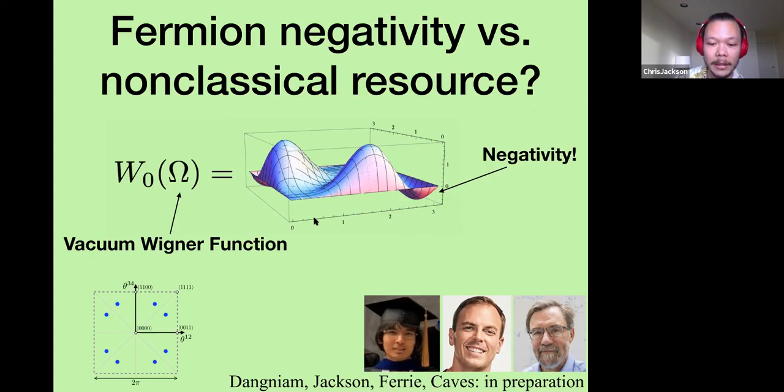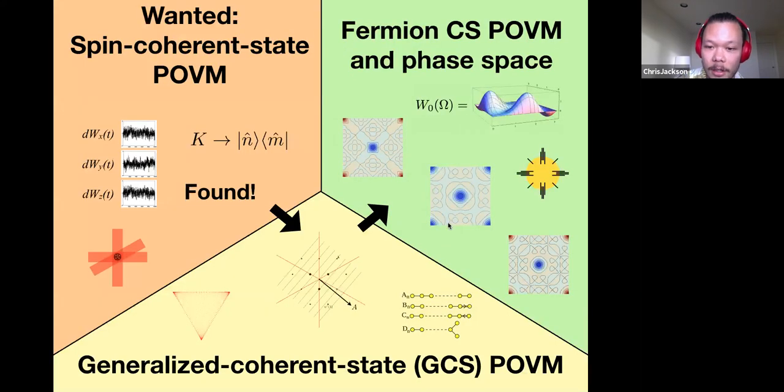Just to summarize again, I talked to you a lot about the spin coherent state POVM, stated with authority that it generalizes to any semi-simple Lie group, and then applied it to fermionic systems and tried to give you a sense of the phase space associated with the outcomes of the fermion coherent state POVM.